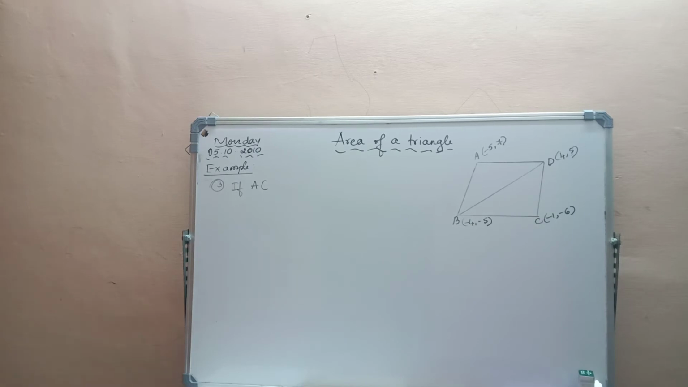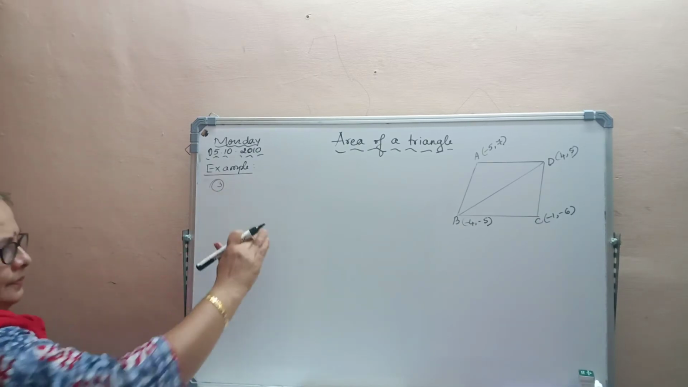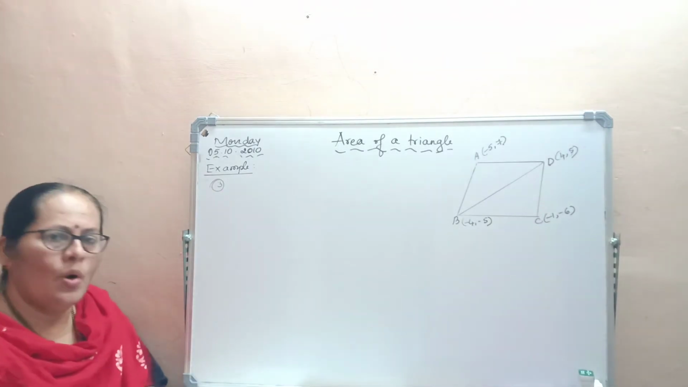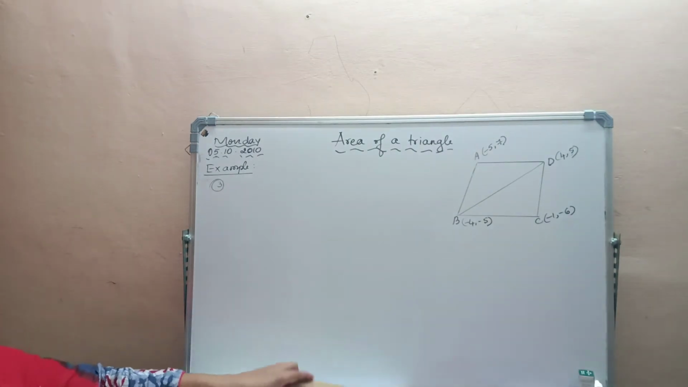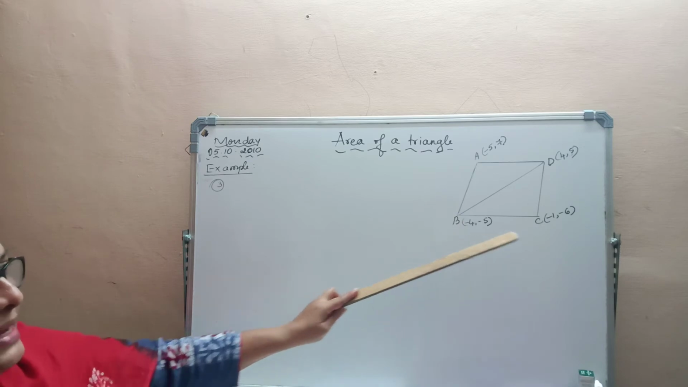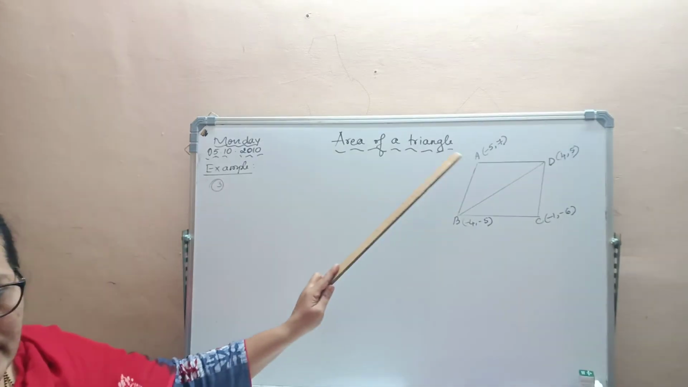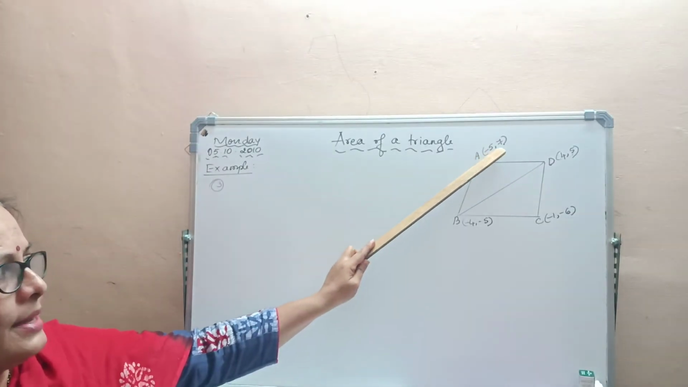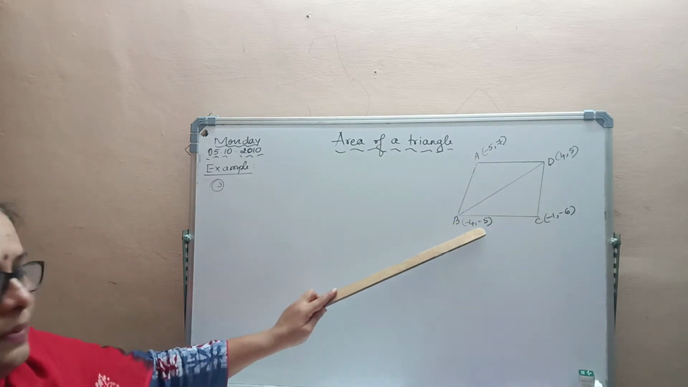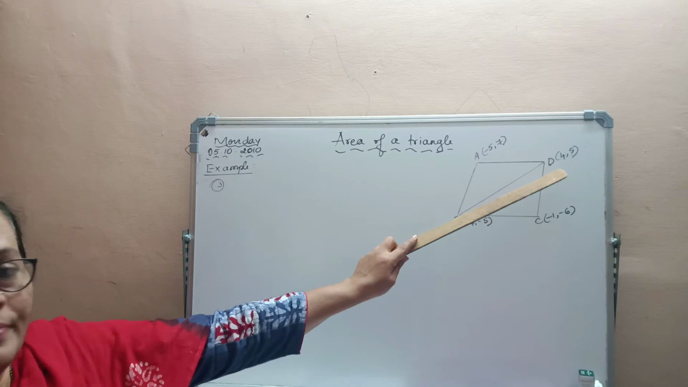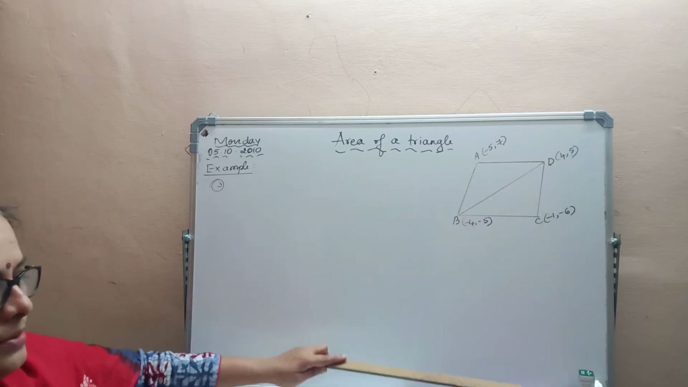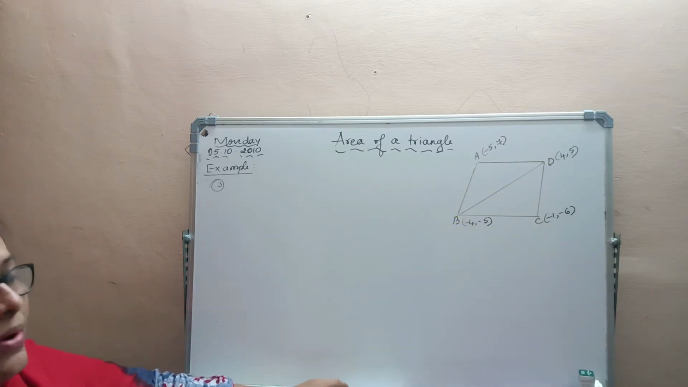Next example. Find the area of the quadrilateral ABCD whose vertices are given as (minus 5, 7), (minus 4, minus 5), (minus 1, minus 6) and (4, 5). You need to find the area of the quadrilateral.